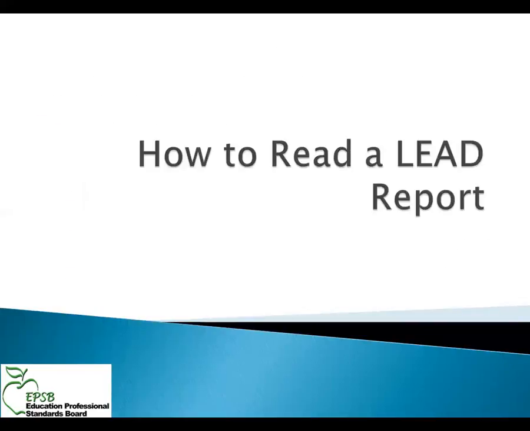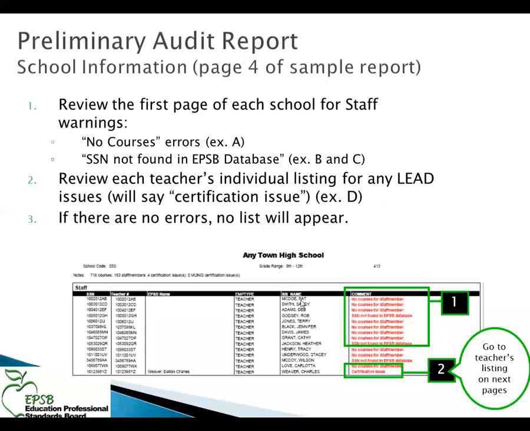Now for a quick refresher on how to read the LEAD report. If you ever need to take a closer look at a sample report, there is a sample report that's in the appendices of the LEAD manual. So that is something that is there to help you if you have a question about what you're looking at when it comes to a report. First thing you'll see for each school is a list of their errors. So there's going to be staff warnings at the top, and that's the no courses for staff member and social security number not found in EPSB database.